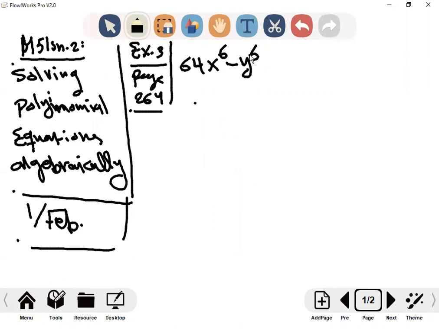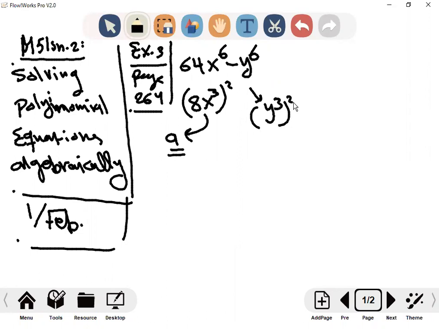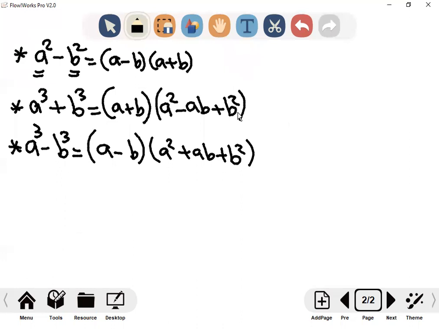So 64 هي 8 power 2, right? Will x power 6 هي x power 3 all power 2. This is A, right? طب ال y power 6 هي y power 3 all power 2, right? This is B. طب صار عندنا A power 2 minus B power 2, right? Go and apply the formula of A power 2 minus B power 2, which is A minus B with A plus B, right? Apply the formula now in your example.